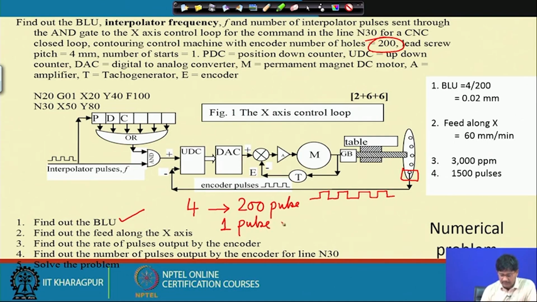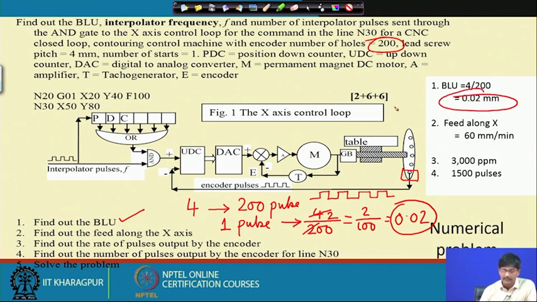of the encoder will be counting this much amount of movement, and how much is this? 4 cancels with 2, so that a 2 remains upstairs, 2 by 100, and therefore this must be equal to 0.02. Okay, and this must be the amount of distance read or kept track of by the encoder, one encoder pulse. Therefore, this is the answer. Next is, what's the feed along x axis?